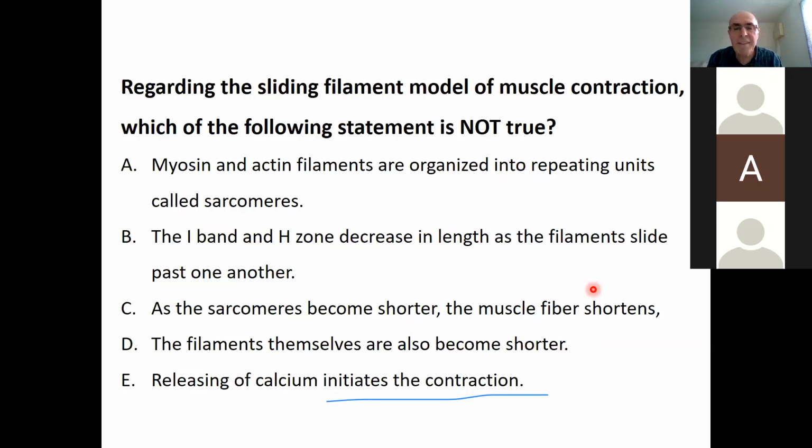Is that correct? No, because the muscle fibers and actin filaments don't shorten. They don't get shortened. Only they slide on each other. The sarcomere shortens, the I band and H band shorten, but the filaments don't. Releasing of calcium initiates the contraction, but at the beginning of the contraction, we need acetylcholine to be released at the junction. Don't forget these points.